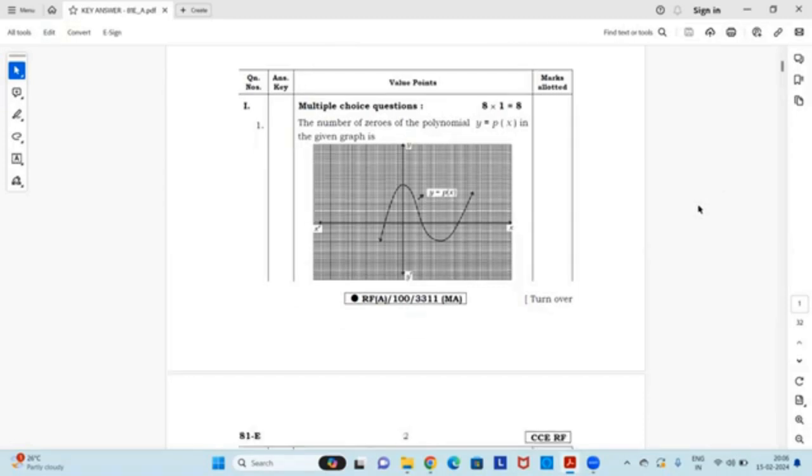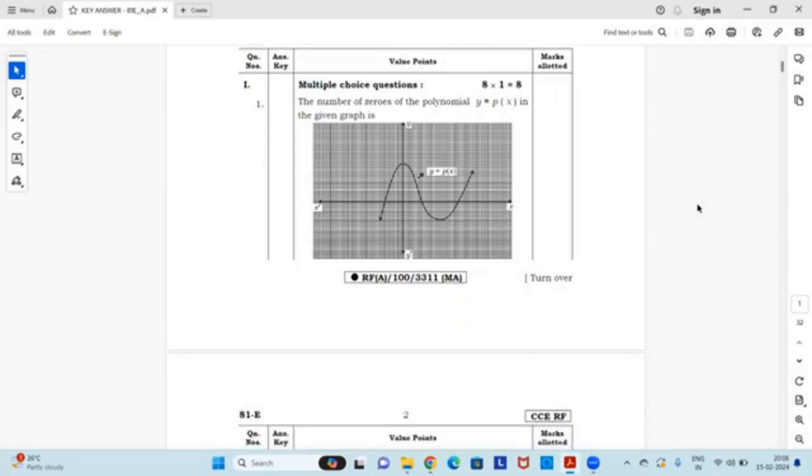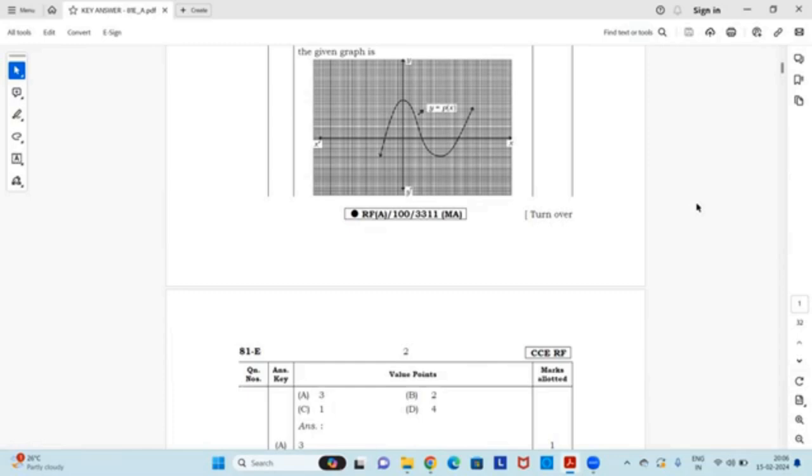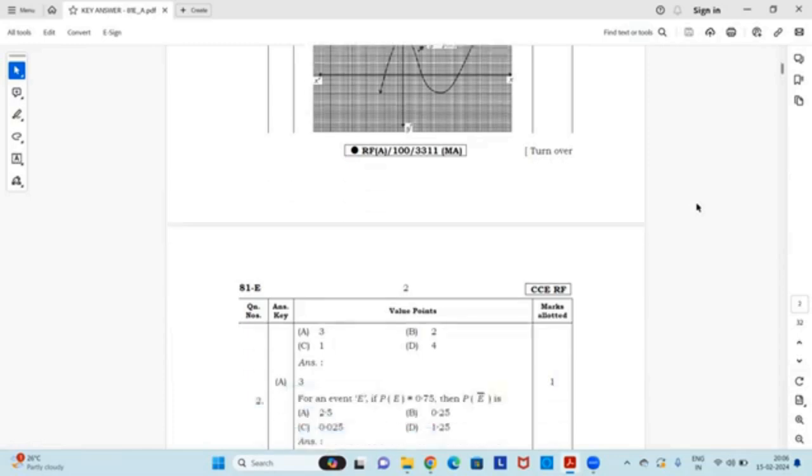So here we have the first main, multiple choice questions. 8 questions will be given. The question is reflecting on your screen here. Question number 1, the number of zeros of the polynomial in the given graph is. So observe the graph and then the options are given below. So you can select the right answer and the answer is option A, 3.